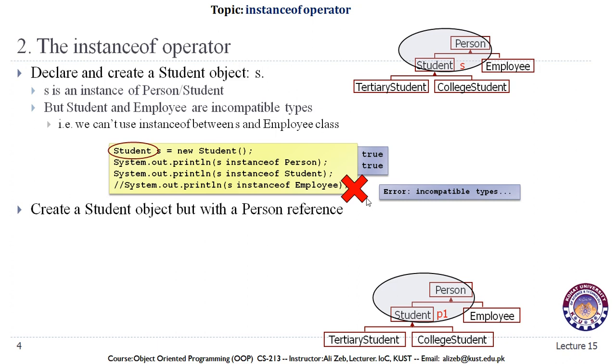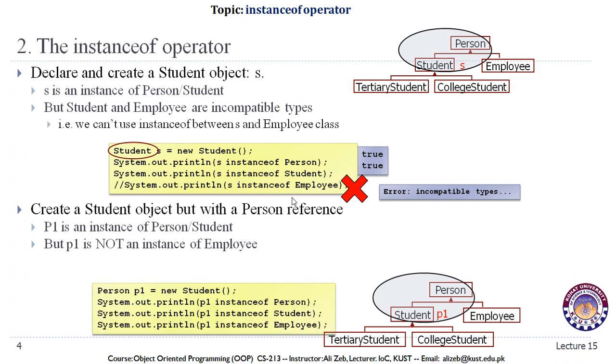To extend the example further, create a Student object but with a Person reference. Now we can use, of course, the superclass reference to declare an object for the subclass, as in this case. We can use the Person class reference to declare an object of the subclass. Now again, p1 is an instance of the Person class and the Student class. p1 is not an instance of the Employee class.